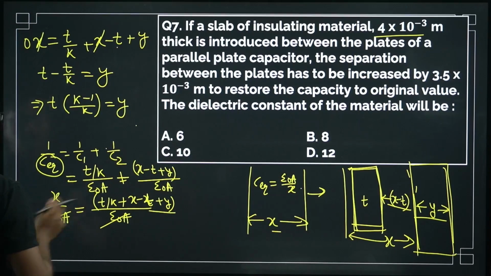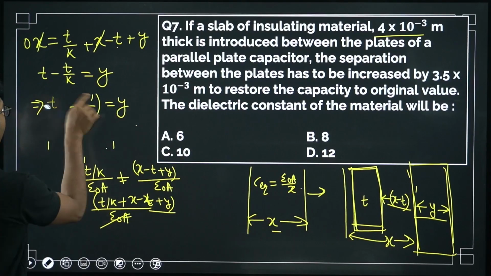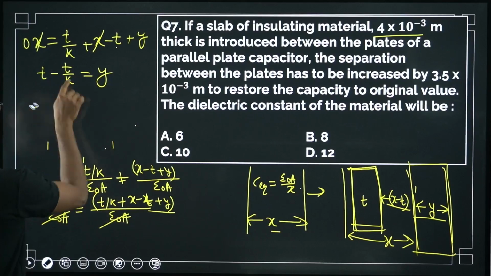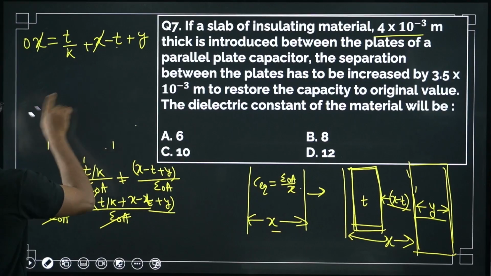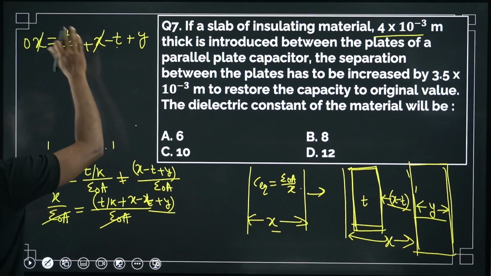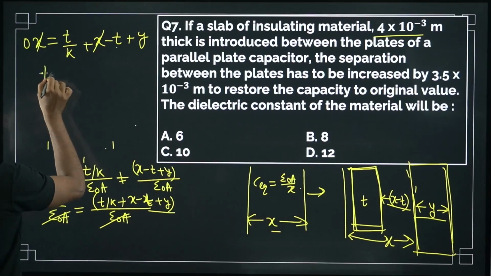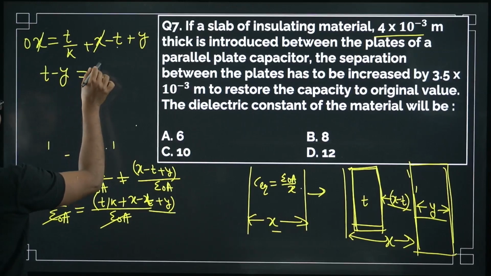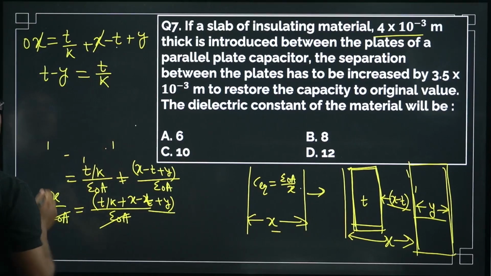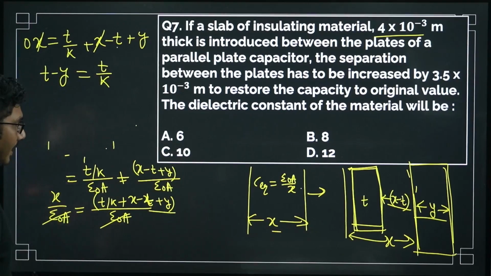Or what we can do, let's not complicate it here. We are trying to find the dielectric constant, right? So take this one on this side, the other one on the other side. So t minus y equals t by k, right? Have I made any mistake?